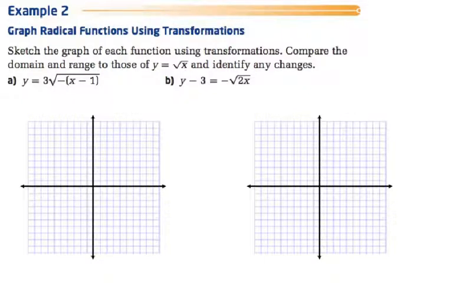Dealing with a couple of different transformations, now we'll work in some vertical and horizontal stretches and reflections as well. No matter what, we need to start off with the standard radical function, which has points at 0, 0 and 1, 1.